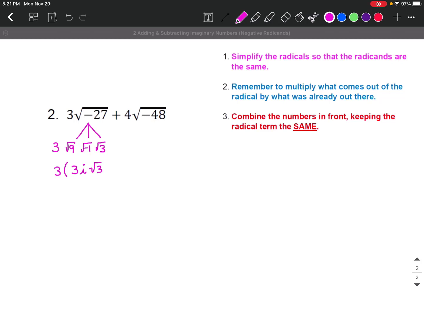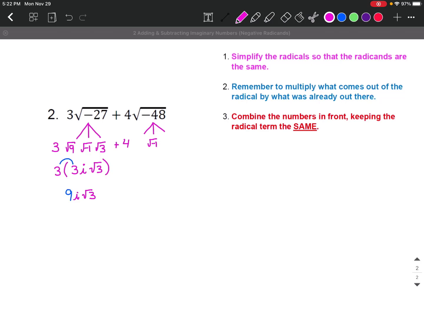And we keep the square root of 3 because we don't know what that is. Next step, we multiply. 3 times 3 is 9. And we bring down the i radical 3. Now let's go back and do the same thing for the second radical. So we're going to bring down the plus 4. Now we're going to break up this radical.